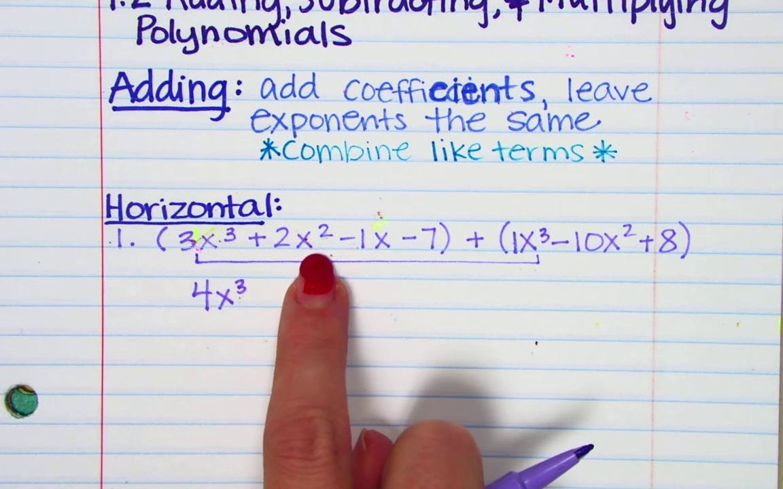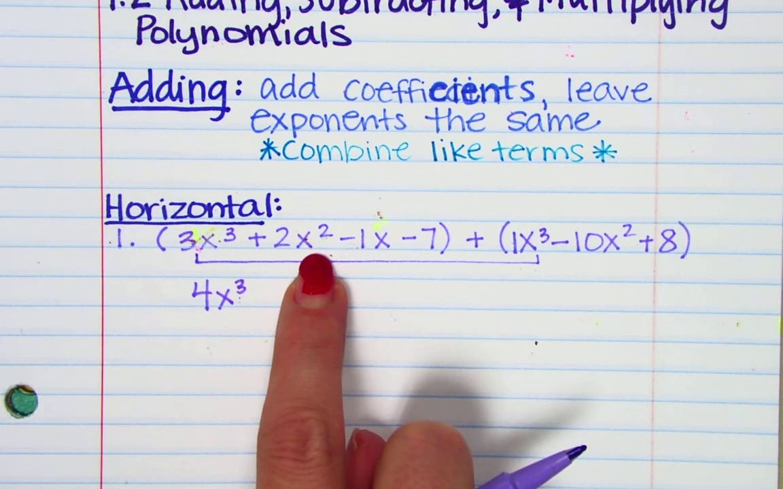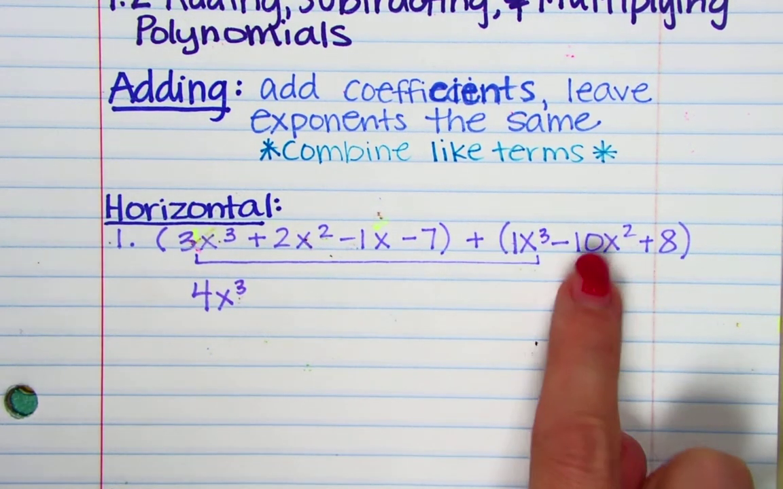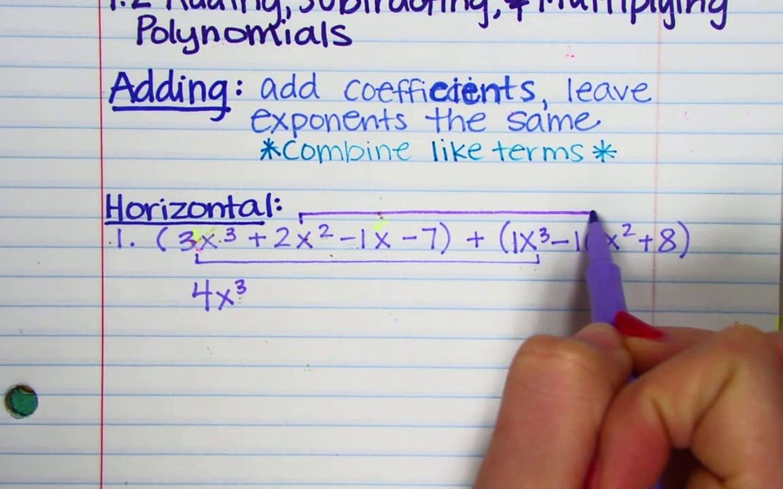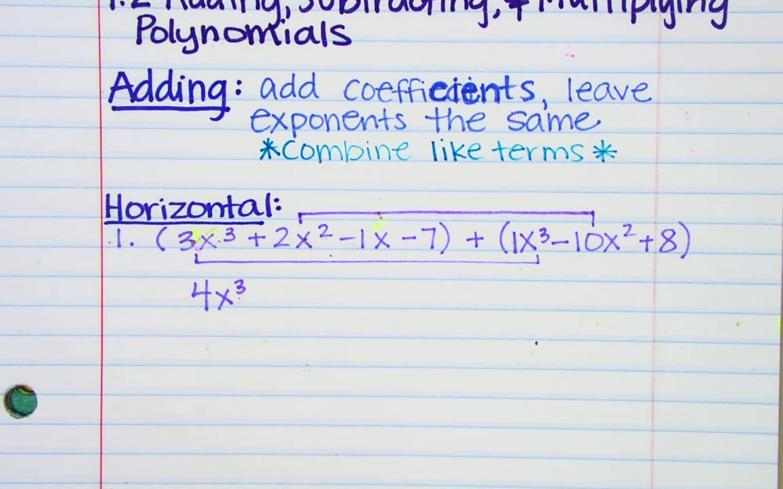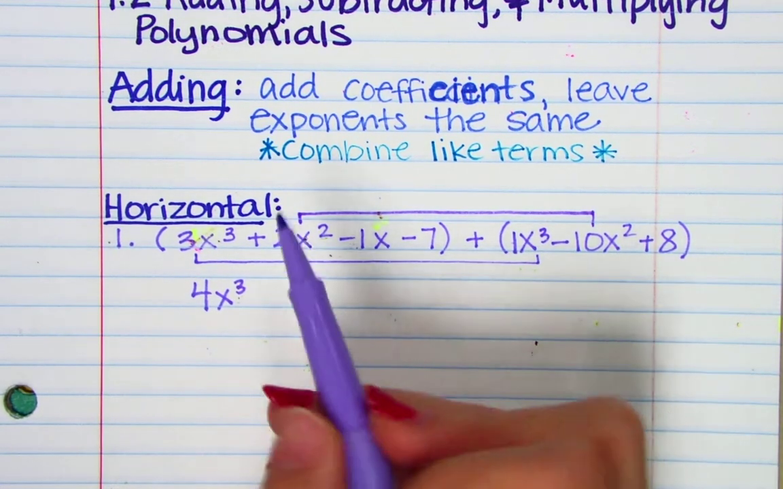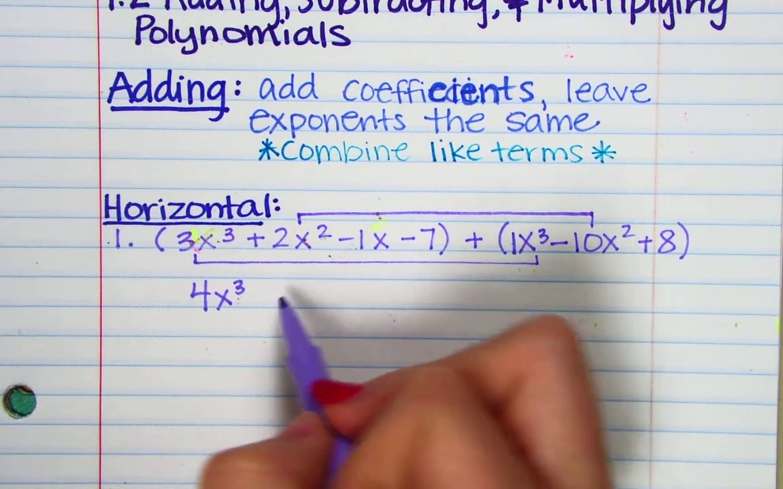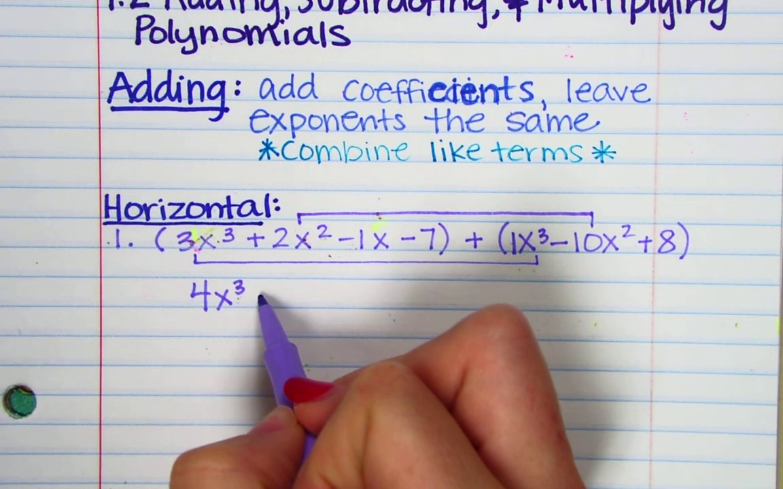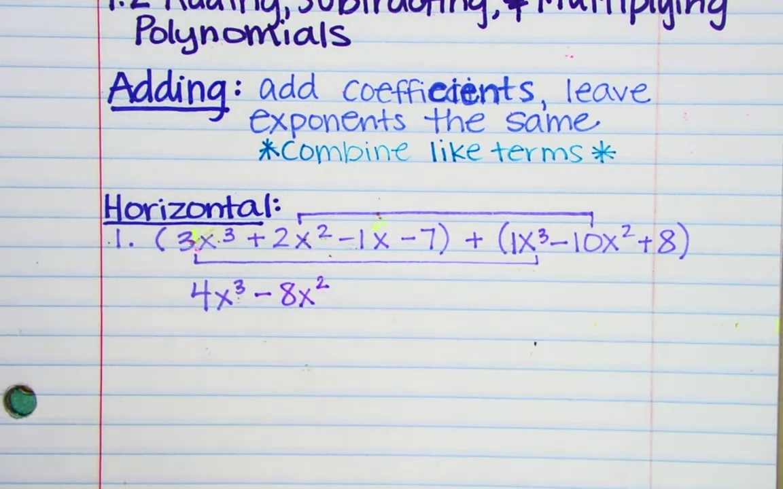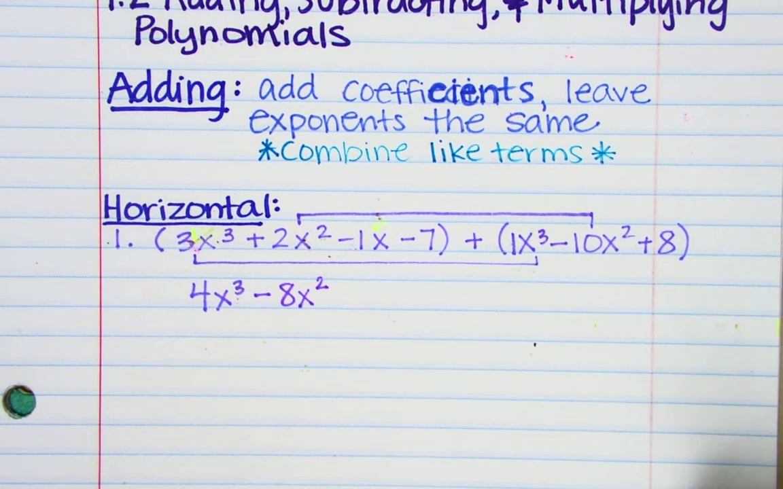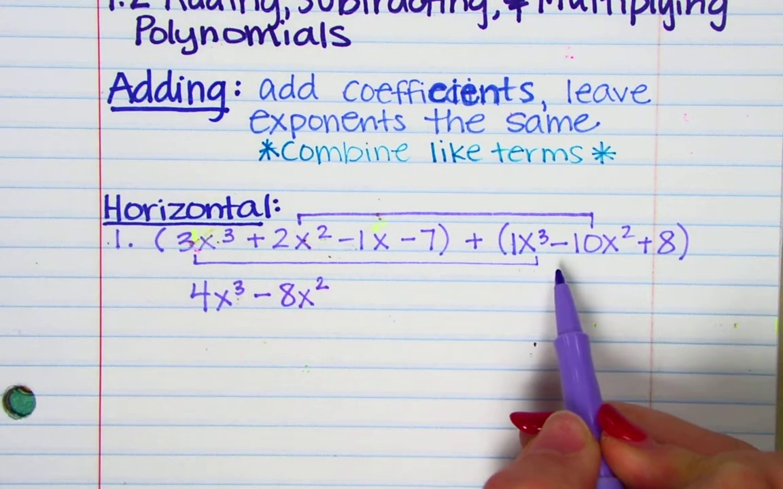Then what about the 2x squared and the 10x squared? Negative 10. Don't forget the sign. That's a negative 10. This is how I do it: I draw little lines to connect them so I show that I'm putting them together. So it's 2 plus negative 10. What's that? Negative 8, so negative 8x squared. You can put these in the calculator, but don't put the x's in there. You just put the 2 plus the negative 10.